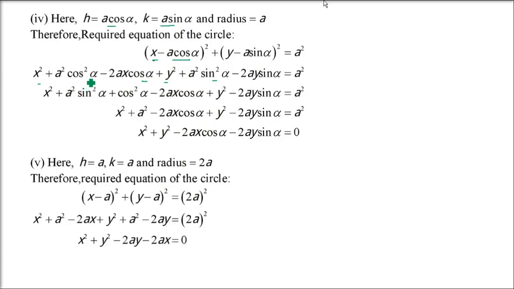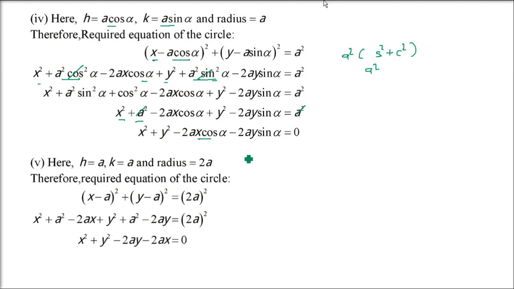Now a square cos square alpha and a square sin square alpha we can combine together. Take a square common, so sin square plus cos square, which will be 1, so it will be a square. You can replace this by a square. So x square plus y square plus a square minus 2ax cos alpha minus 2ay sin alpha will remain. The a square you can cancel from left and right. This will be the final equation.